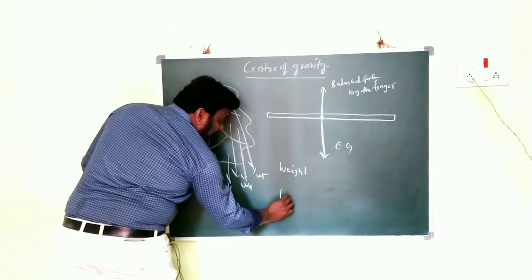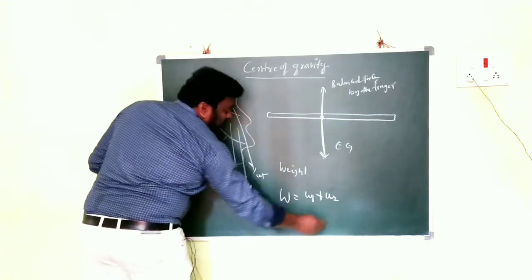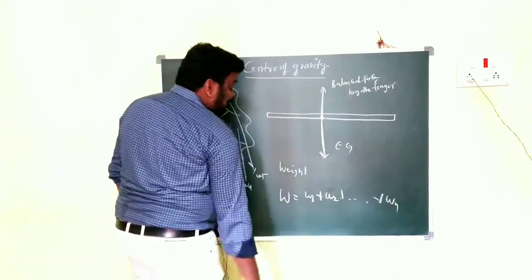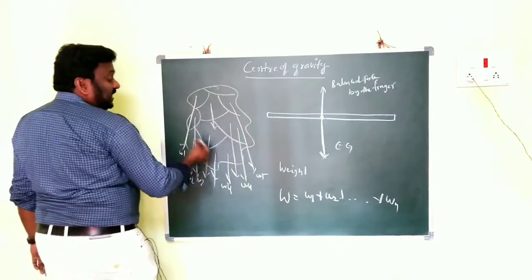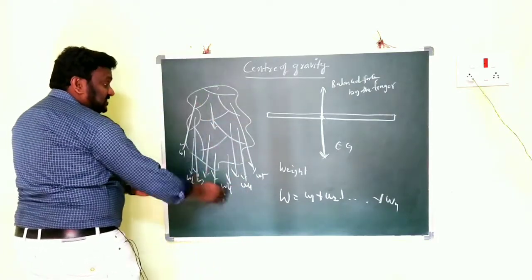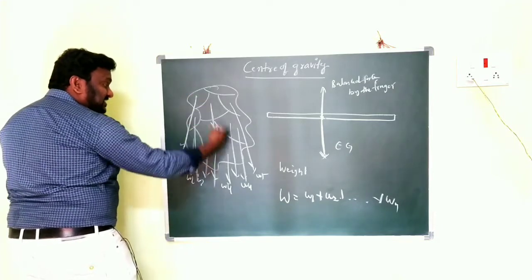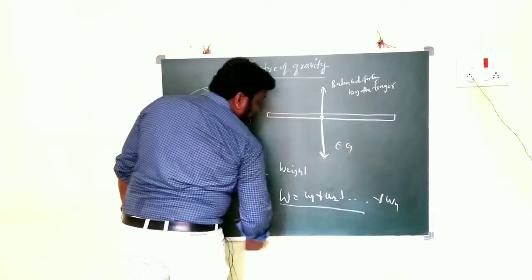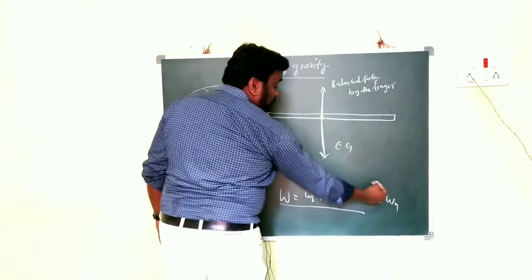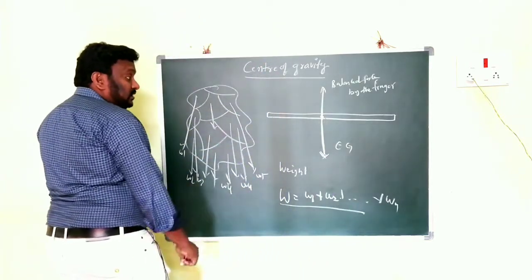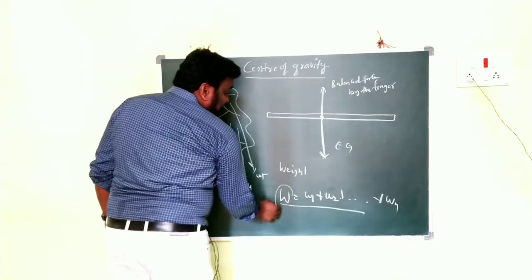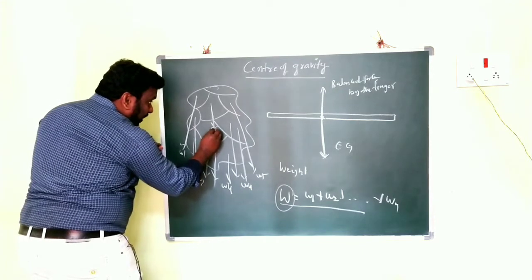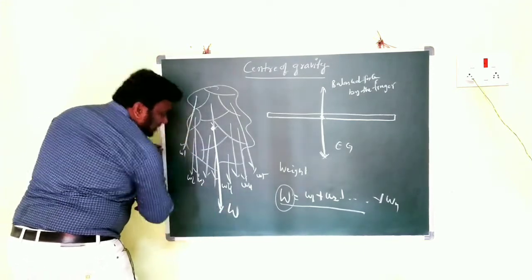But if you add them, W is equal to W1 plus W2 plus and so on, up to Wn, where n means the number of parts. So children, if we add them, all are vectors. Weight is a vector, because when all are in the same direction, according to the law of addition of vectors, we can add them. W is equal to W1 plus W2 plus and so on, up to Wn. Then this is one resultant vector, so it acts from one point. That point is called center of gravity.